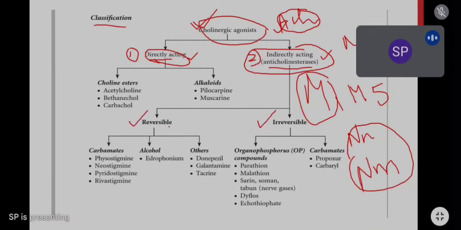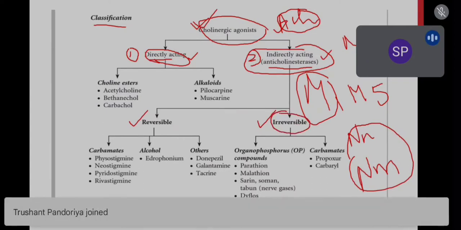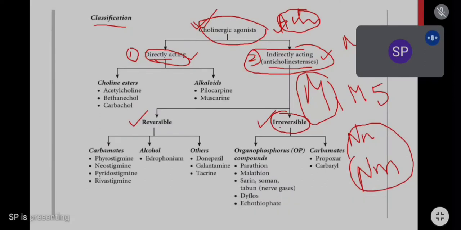Reversible inhibitors, what will they do? They will dissociate from the enzyme after some time. And in irreversible, once the enzyme is inhibited, the drug will not dissociate from the enzyme. The drug and enzyme will be metabolized together at a time. That type of drug, once it holds the enzyme, will not leave it for life. That's why they are called irreversible inhibitors. Okay, I think you all understood the classification.